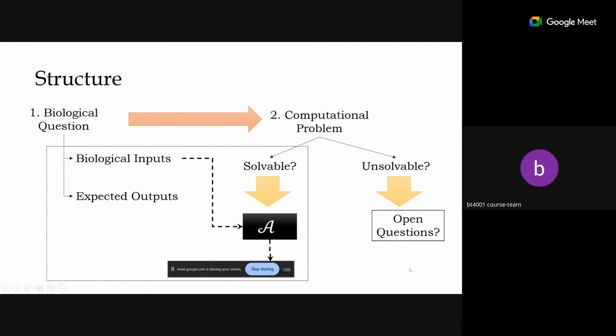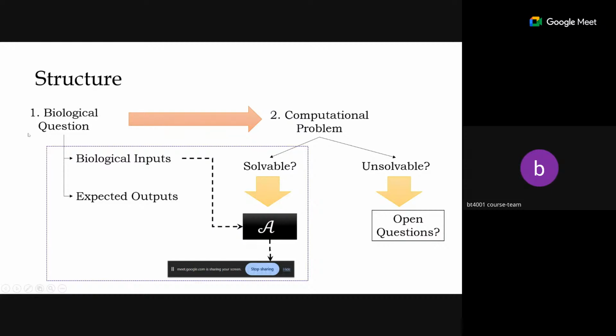Every week we will start with a biological question. This is how the entire course will be structured. Every week we will be addressing one particular biological question. So we will start with a biological question and then we will reframe it as a computational problem.